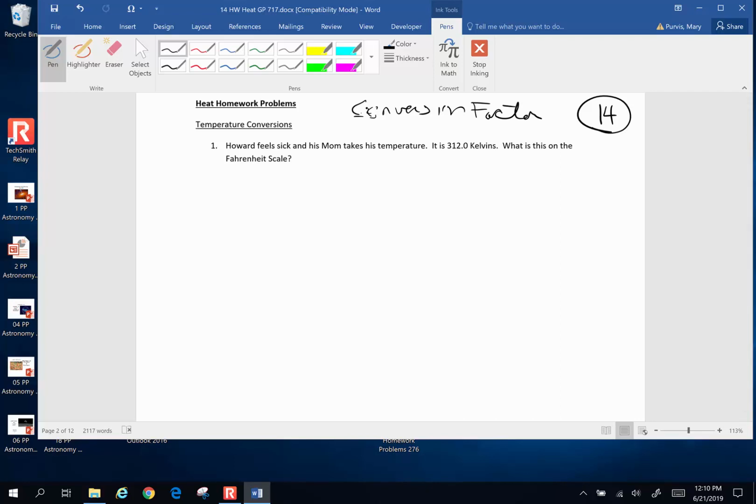So here goes. Howard feels sick and his mom takes his temperature. It's 312 kelvins. Howard's mom is a nerd. She's taking his temperature in kelvins. What is this on the Fahrenheit scale? So the Kelvin temperature is equal to the degrees Celsius plus 273. And the degrees Fahrenheit is going to be equal to 9/5 the degrees Celsius plus 32.